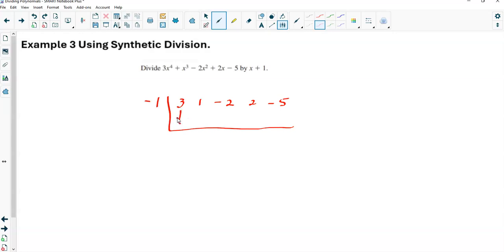Bring this down. So multiply. Negative 1 times 3 is negative 3. Combine those two, 1 and negative 3, that's negative 2. Negative times negative is a positive, so this will be 2. Negative 2 and 2, that's 0. Negative 1 times 0, that's 0. 2 and 0 is 2. Negative 1 times 2 is negative 2. Negative 5 and negative 2 is negative 7. That's your remainder.